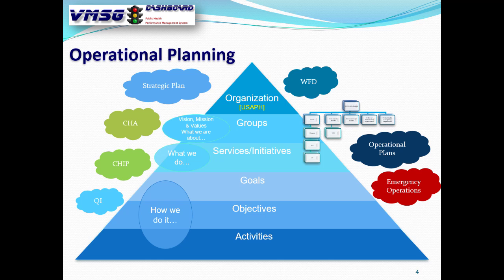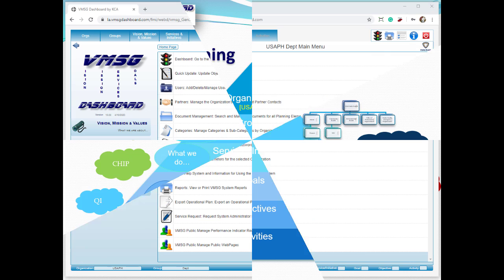Now, the developer will take you live into the system. Thank you. Now we're going to go live into the system. We're actually going to go through the entire process of developing an operational plan, walking it through its life cycle, and then actually making corrections using the PDCA cycle. So we've developed a little demo organization called USA Public Health. I'm going to take you live into the system now.